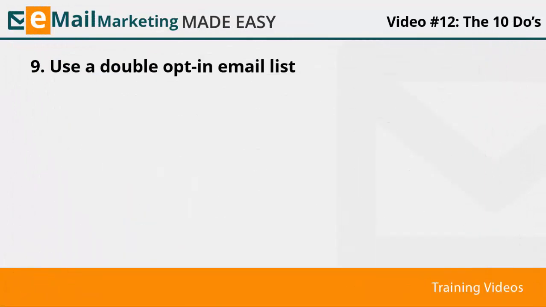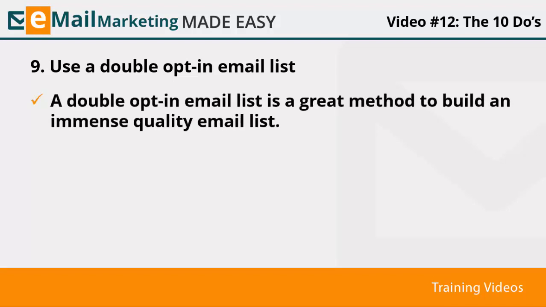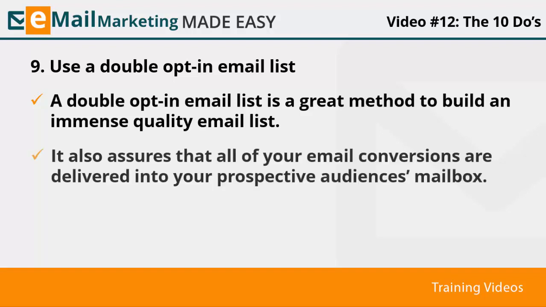9. Use a double opt-in email list. Internet service providers and mailing services take advantage of various filters and analysis to avoid the hazard of spam. A double opt-in email list is a great method to build an immense quality email list. It also assures that all of your email conversions are delivered into your prospective audience's mailbox.